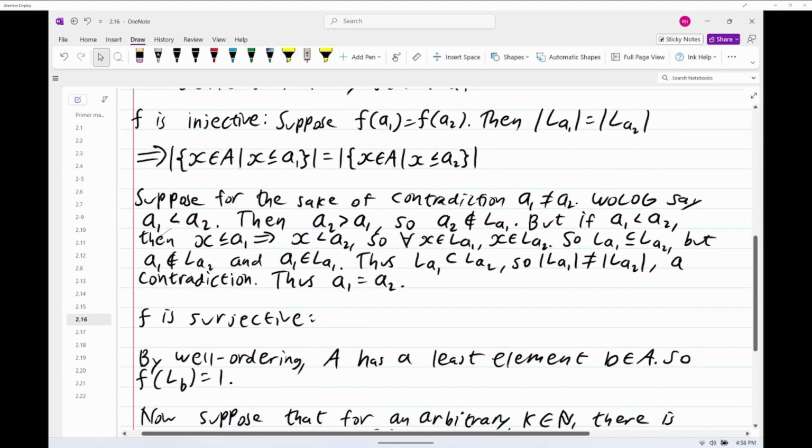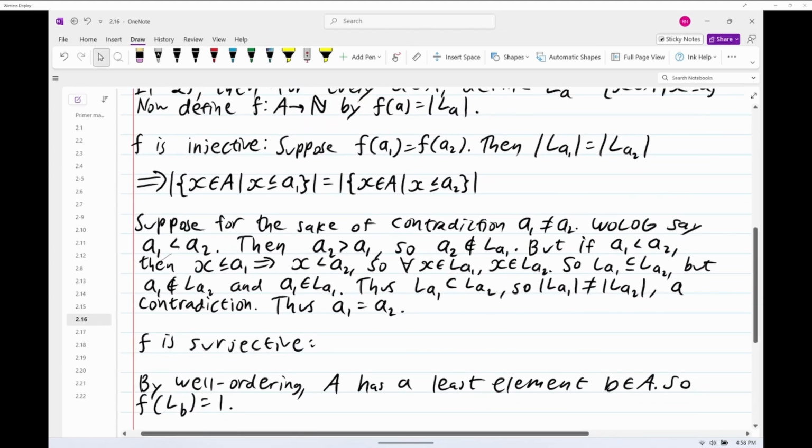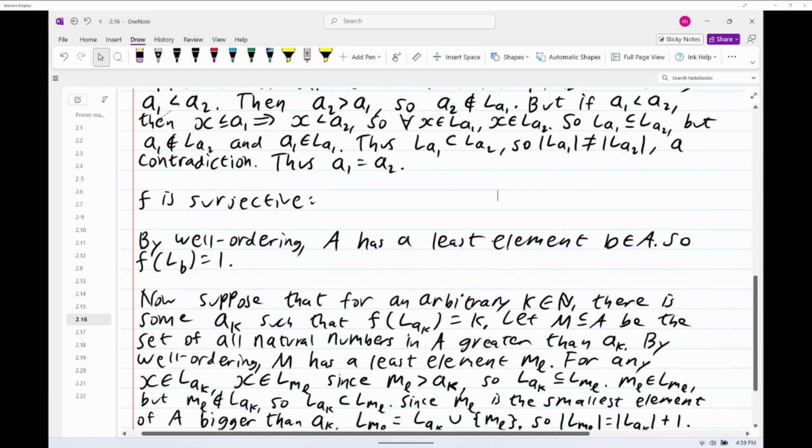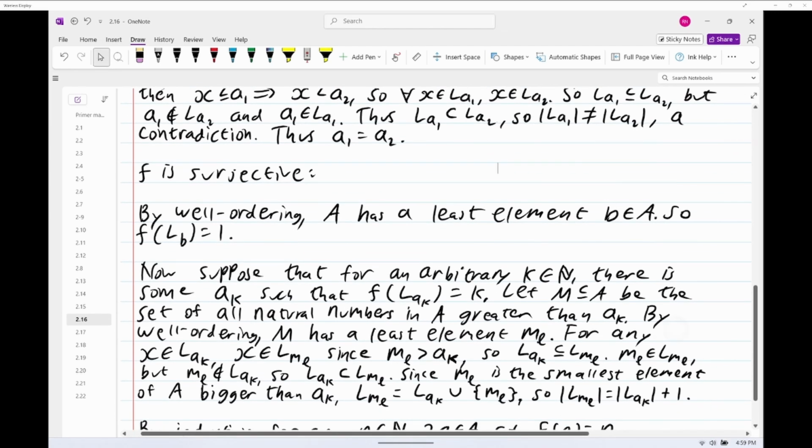Now that f is surjective. By well ordering, hell yeah, everyone's favorite theorem, A has a least element, B. So f of LB equals 1. There's only one thing that's at most B, and that's B. Okay? We're going to show that every other natural number is hit by induction.